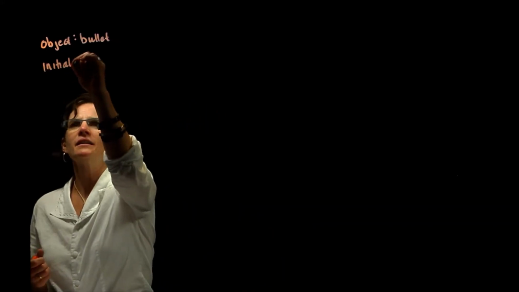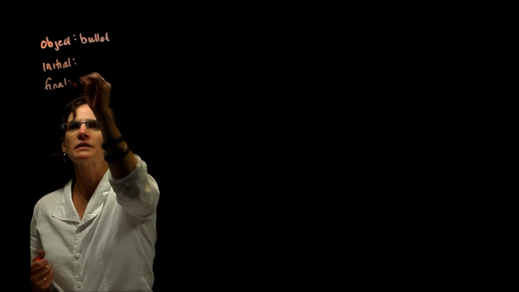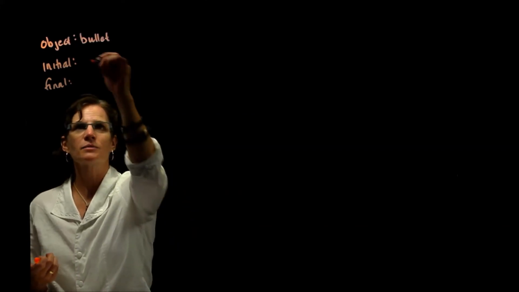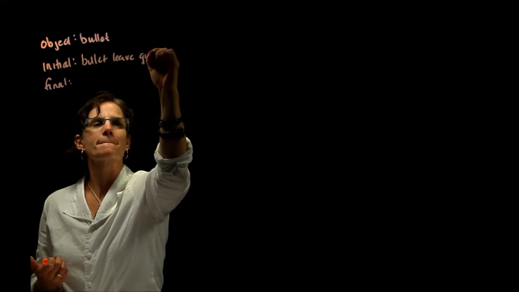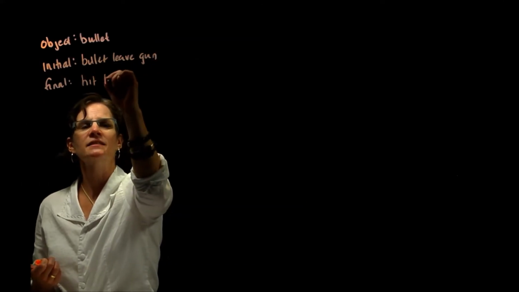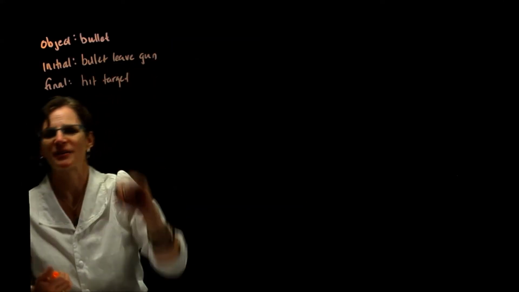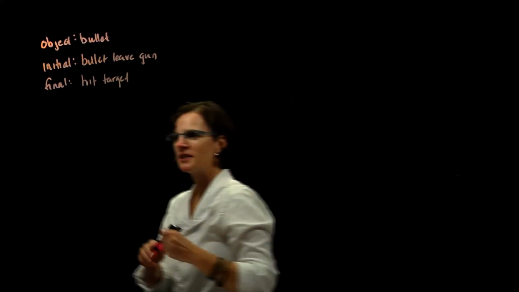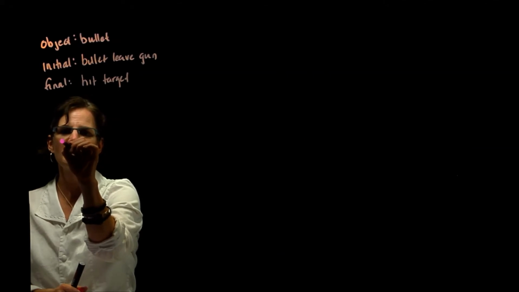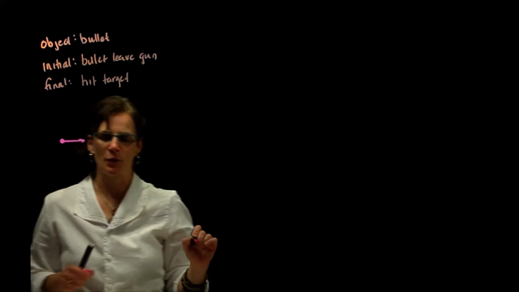Okay, what is the initial and the final? What starts the motion? What ends the motion? Well, it starts when the bullet leaves the gun. And it ends when the bullet hits the target. The moment the bullet hits the target, I don't care anymore. So let's draw our picture. Here's our bullet. We're told it's fired purely horizontally.